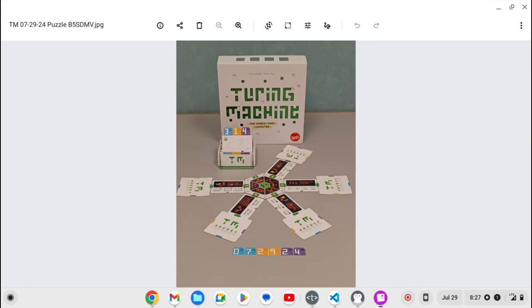Let's begin. Today's July 29th, 2024, and we're solving the Daily Turing Machine Puzzle. Today's puzzle uses 5 criteria cards and it's 5 verification cards. Let's go to turingmachine.info for the details.